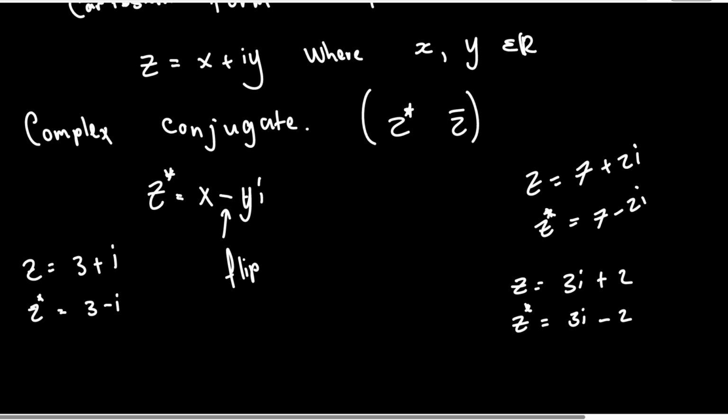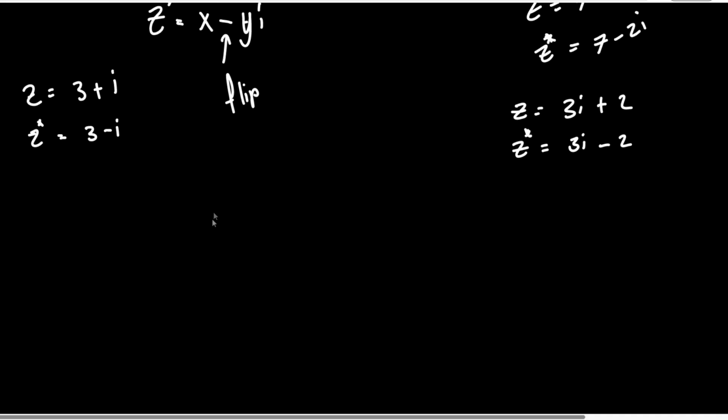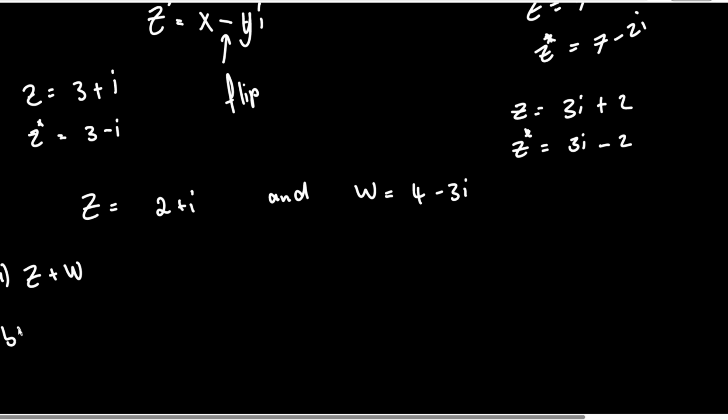All right, let's go look at some examples. Conjugates should be hopefully engraved in your brain now. So let's say we got z is equal to 2 plus i, and let's say w is equal to 4 minus 3i. They ask us a couple of things. We want to find z plus w. We want to find z minus w. And we want to find z times w.